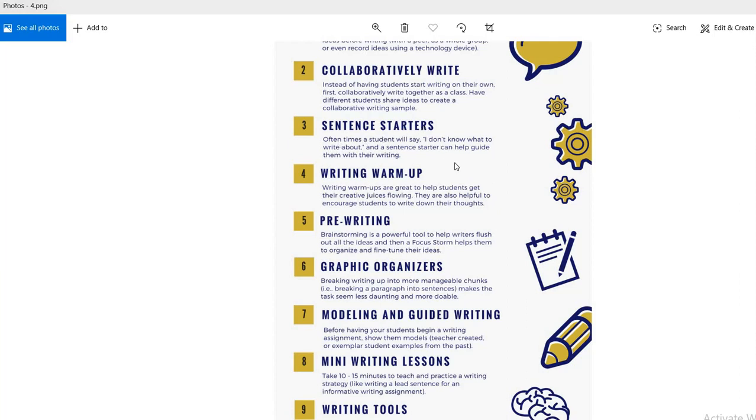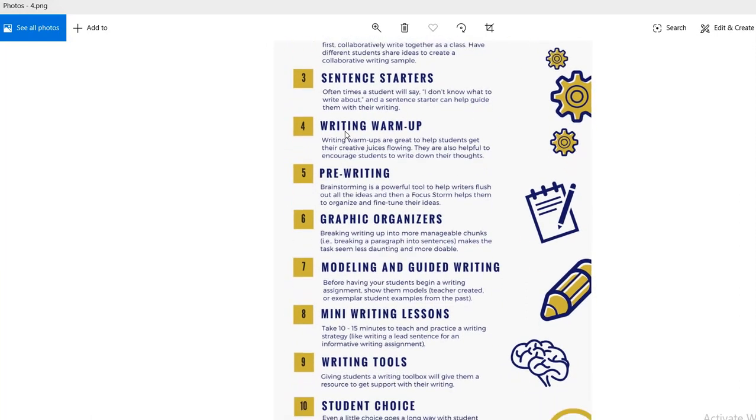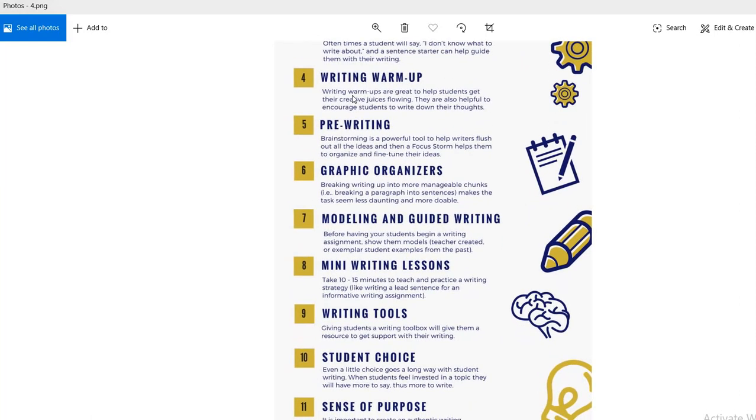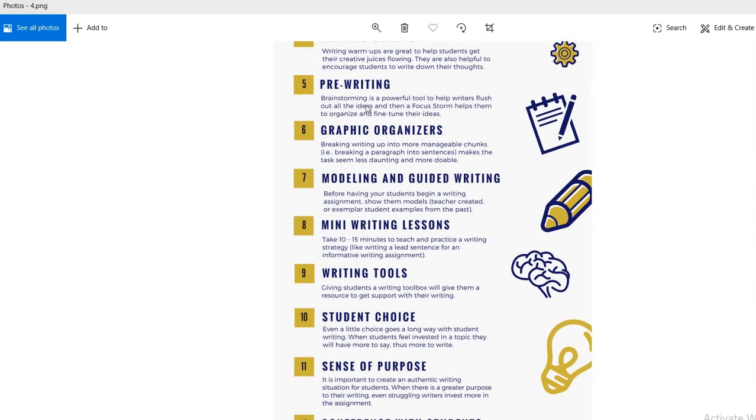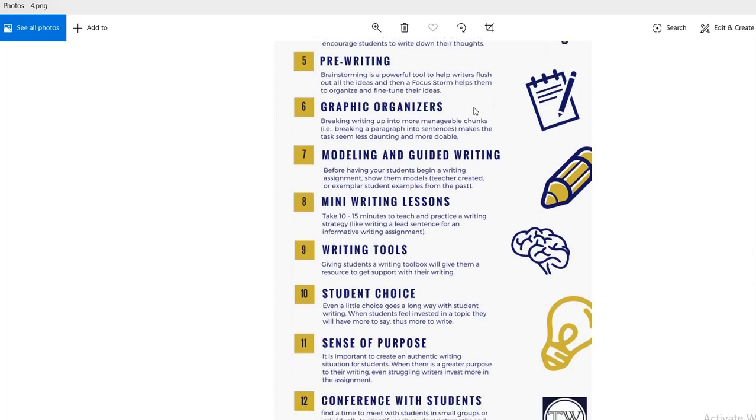Sentence starters. Oftentimes, students will say, I don't know what to write about. And a sentence starter can help guide them with their writing. Writing warm-up. Writing warm-ups are great to help students get their creative juices flowing. They are also helpful to encourage students to write down their thoughts. Pre-writing, before writing. Brainstorming is a powerful tool to help writers flush out all the ideas, and then a focus storm helps them to organize and fine-tune their ideas.